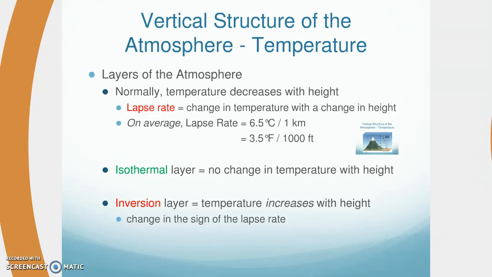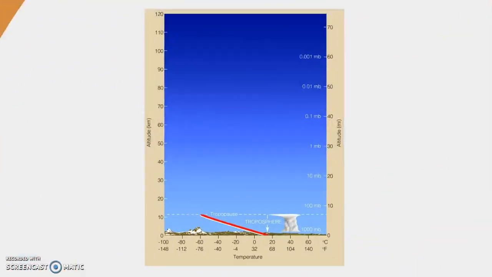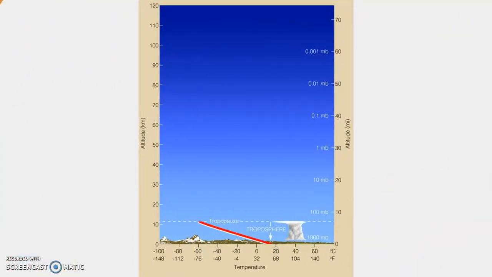You also have an inversion, which is where the temperature actually increases with height, instead of the usual decrease with height. So now we're ready to talk about the layers of the atmosphere. Here's what the atmosphere looks like.